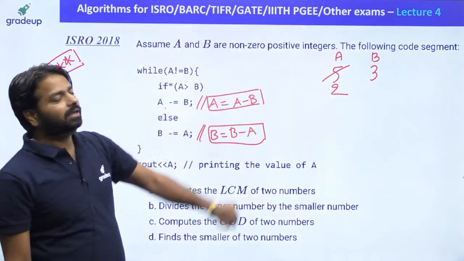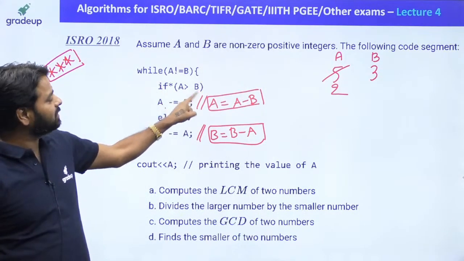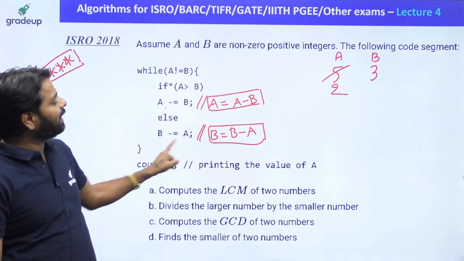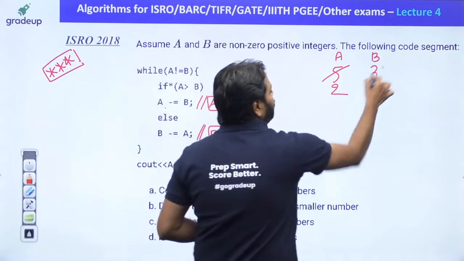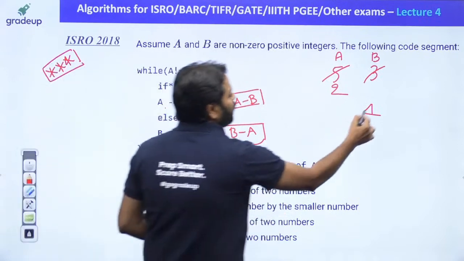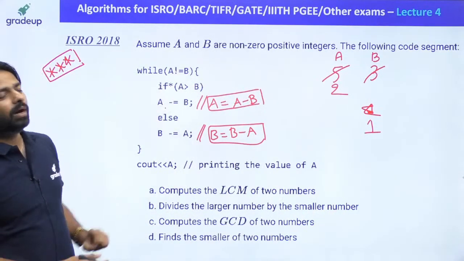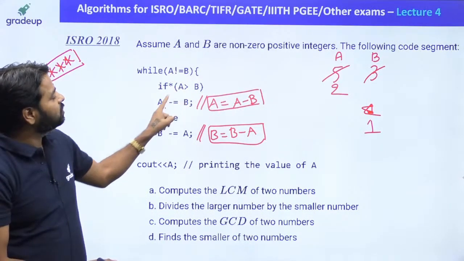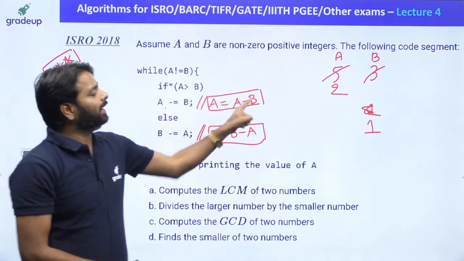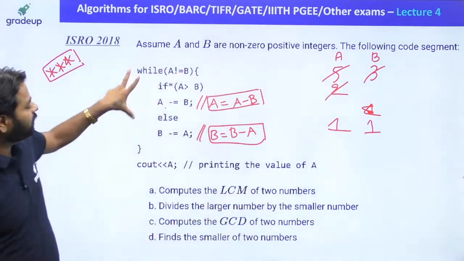Next, 2 comma 3. 2 not equal to 3. Now 2 greater than 3 fails, so it comes here. Now the B value is going to update: 3 minus 2, it's going to update as 1. This is 1. And now 2 not equal to 1. Now 2 greater than 1, so now A is equal to 2 minus 1, it is going to be 1. Now this time both are equal, so it fails.